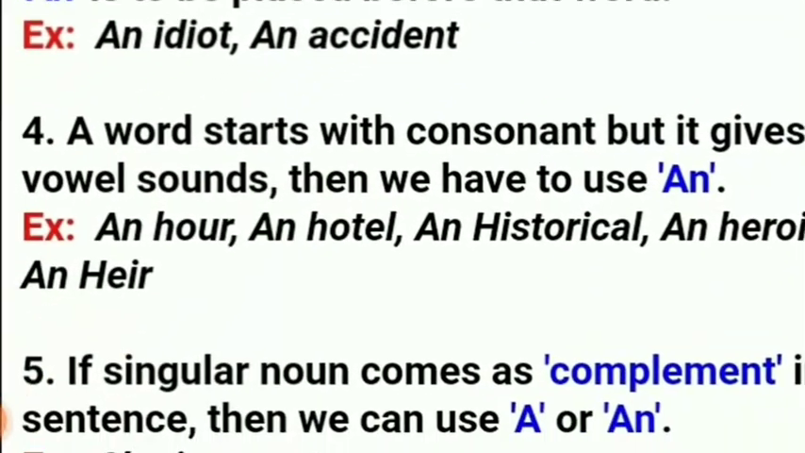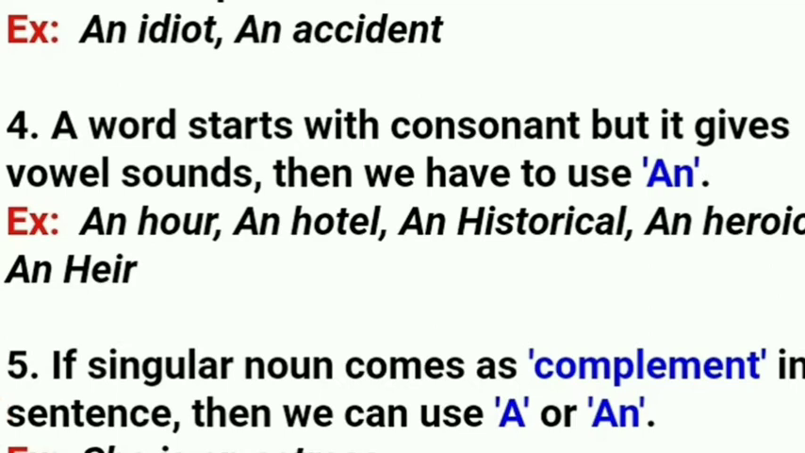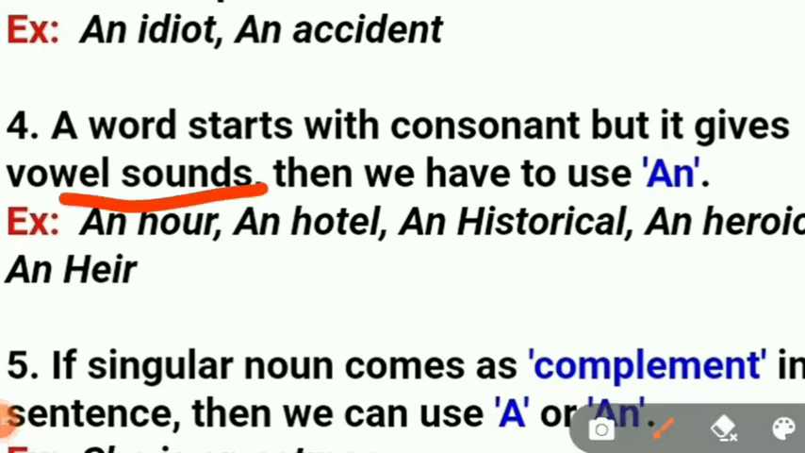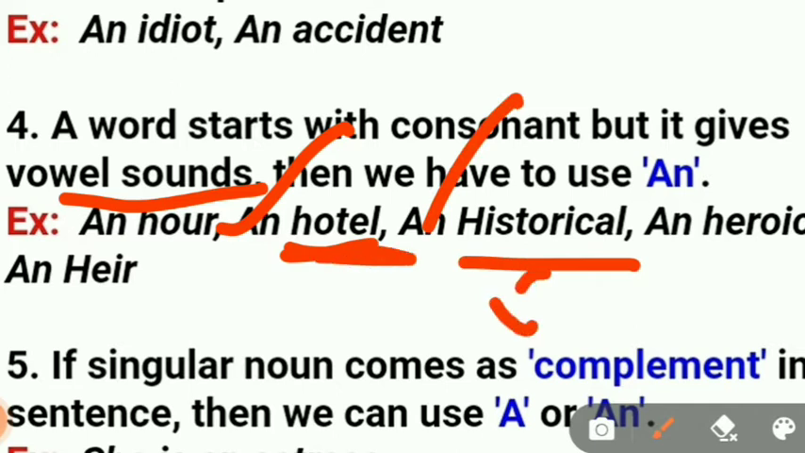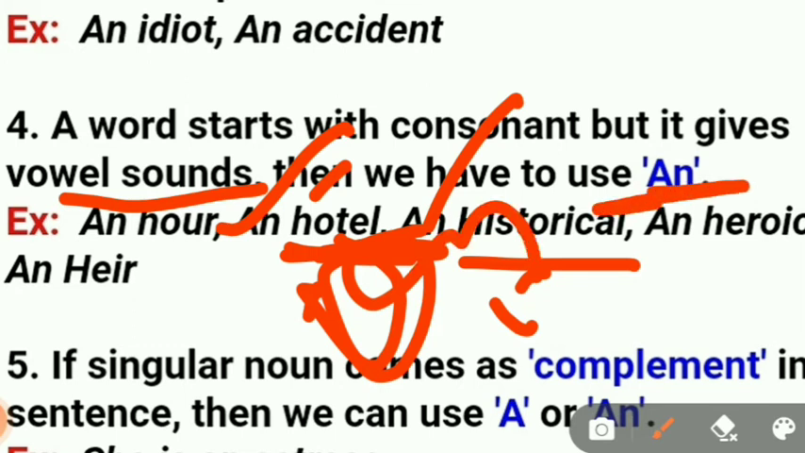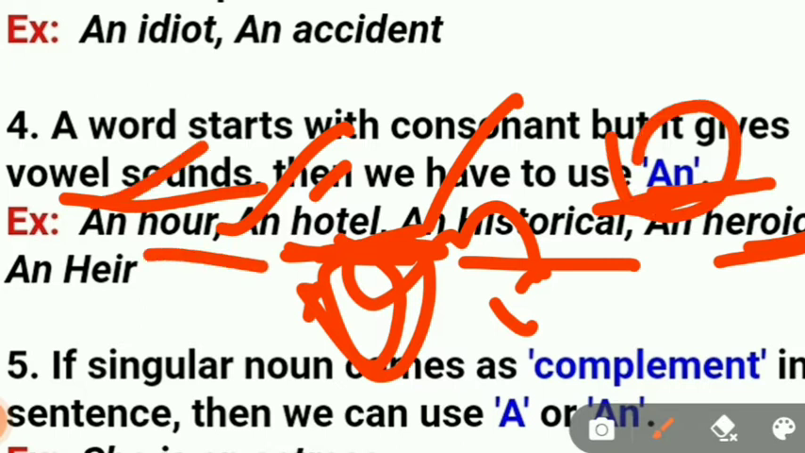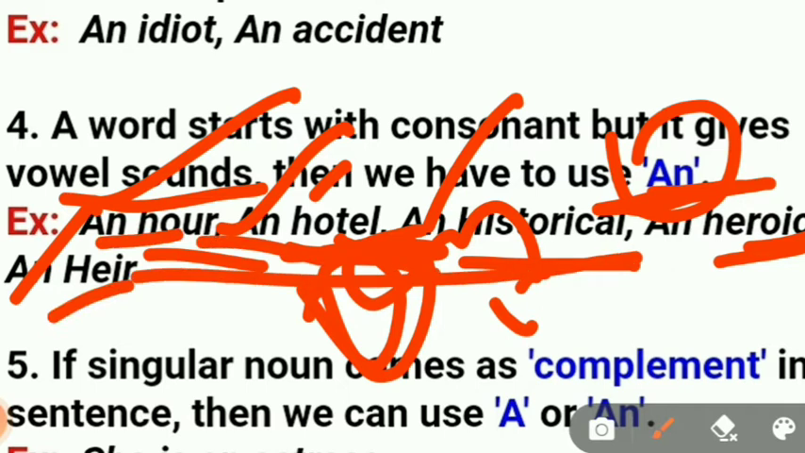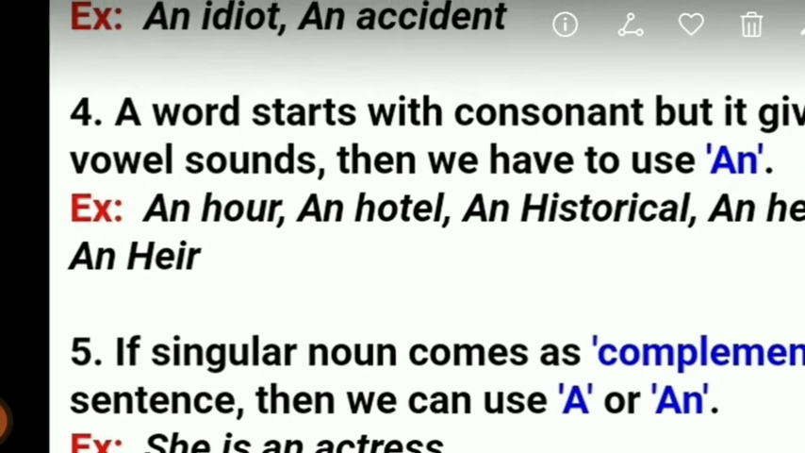Next point, the word starts with a consonant but gives a vowel sound. H is a consonant letter but gives a vowel sound in some words, like hotel, where we use an. Hour, we use an. Heir, we use an. H is silent here. Observe that among these, H is silent.